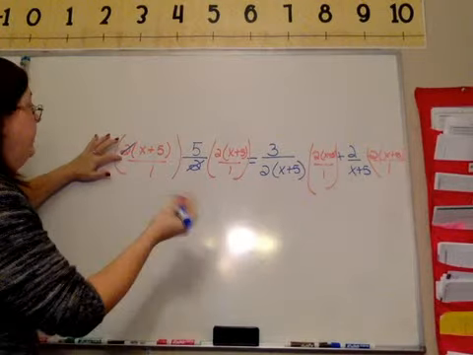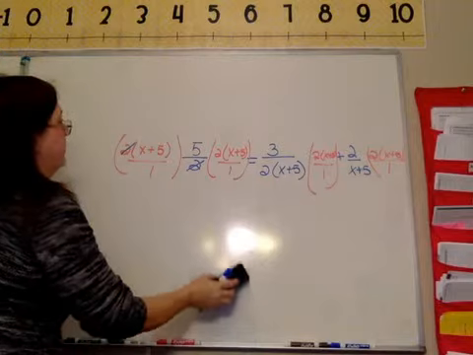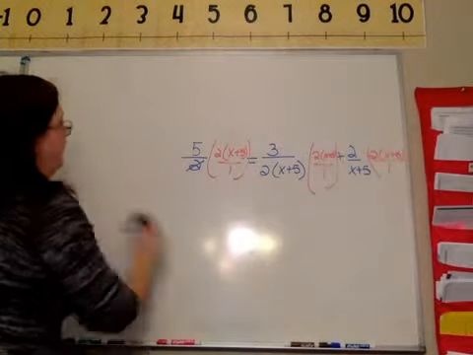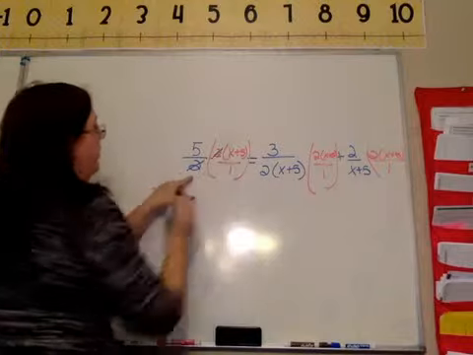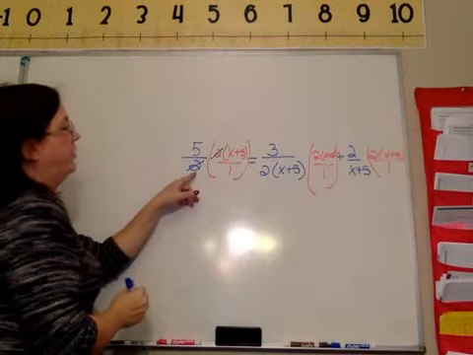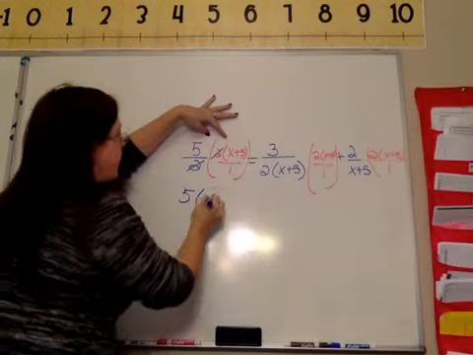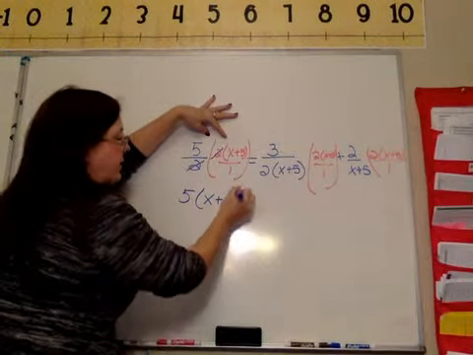Actually, I wrote it twice. Sorry, guys. Yeah, that's what I want to keep. I'm going to take it off of that one. I wrote it down twice, guys. Sorry. So the 2's will cancel on that one. That leaves me 5 times the x plus the quantity of 5 here.